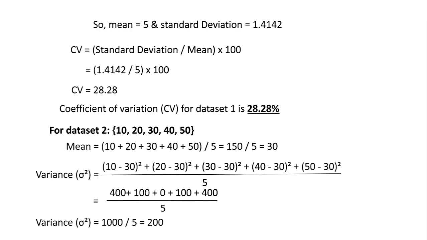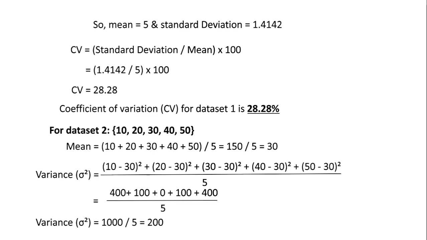So, mean equals 5, and standard deviation equals 1.4142. CV equals standard deviation by mean into 100 equals 1.4142 by 5 into 100. CV equals 28.28. Coefficient of variation, CV, for data set 1 is 28.28%.